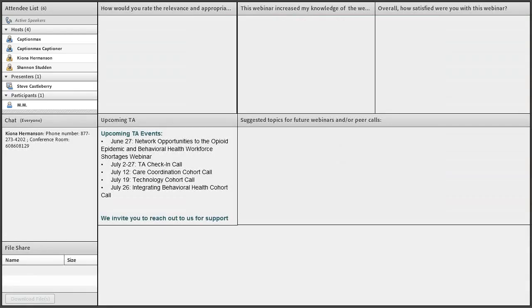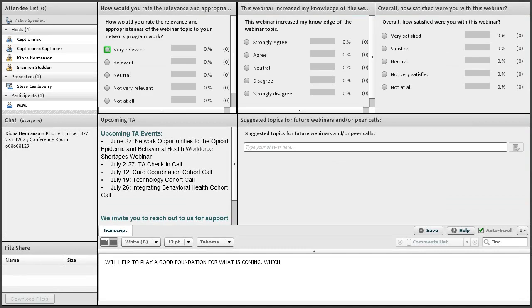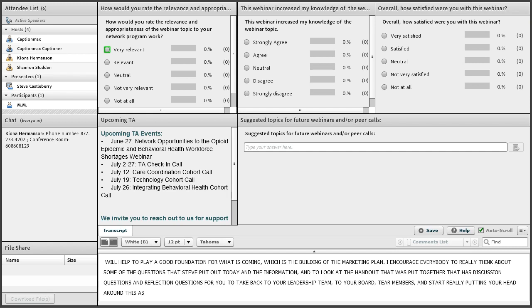Steve, for providing that really valuable information that will help to lay a good foundation for what's coming, which is the building of the marketing plan. I encourage everybody to really think about some of the questions that Steve put out today and the information, and to look at the handout that was put together that has discussion questions and reflection questions for you to take back to your leadership team, to your boards, to your members, and start really wrapping your heads around all of this as you work to start building your marketing plan.